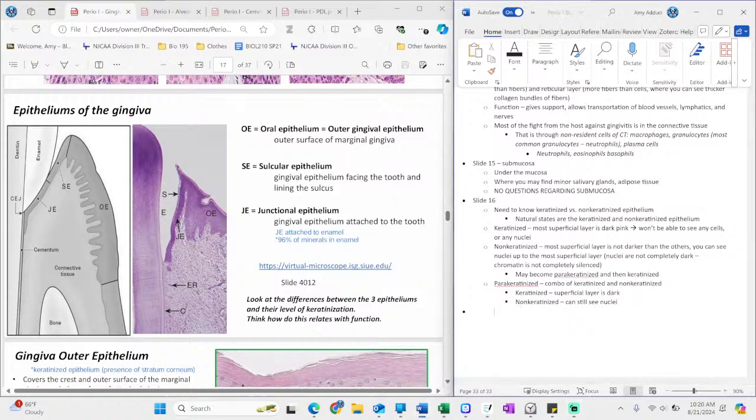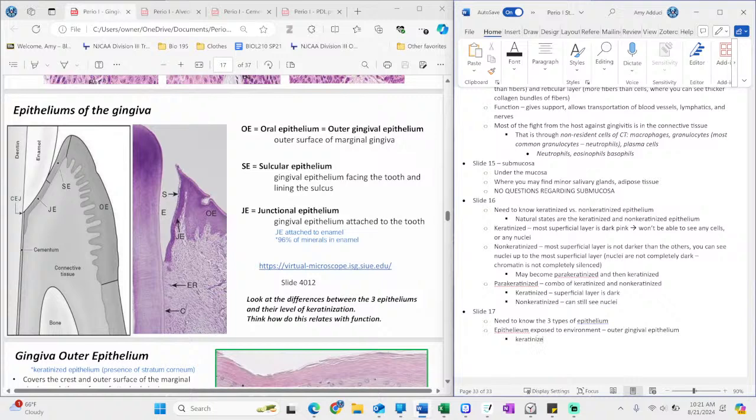When you look at a histological section of a tooth, the first thing you need to think is this: the enamel is gone. That's the first thing to know. So this area here, part of the tooth, is dentin. Okay? So the epithelium that is exposed to the environment, this side, if this is the tooth, this is the epithelium exposed. So this is the outer gingival epithelium, is keratinized.